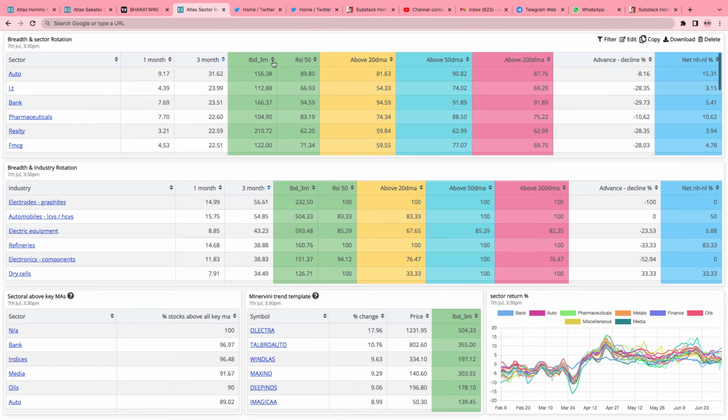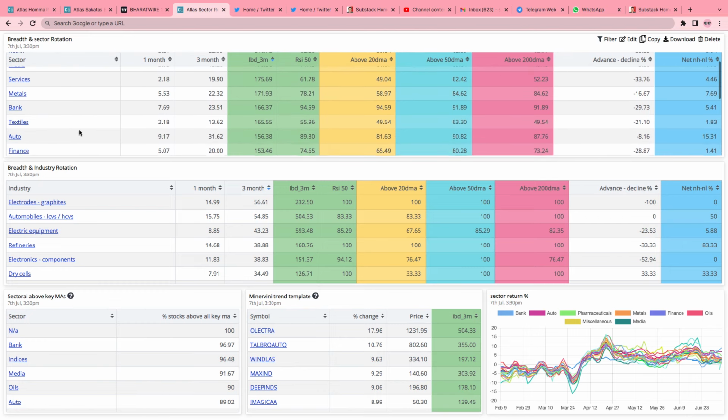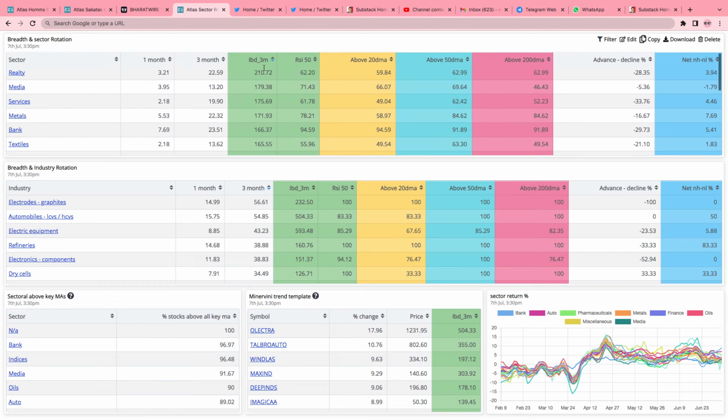So another way to sort the relative strength is the IBD, the William O'Neill styled IBD relative strength. This gives you an arbitrary value, but the value doesn't matter. What matters is to sort it from highest to lowest, right? So if you see realty, media, metal, banks, textiles, autos, finance in the last 3 months or so. So this is for the last 3 months, right? And then you have other components which are very basic. So you shouldn't be paying someone to know all these very basic figures. That's why I made this right now.